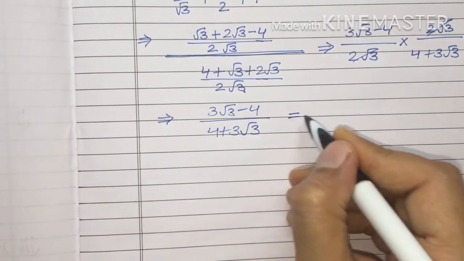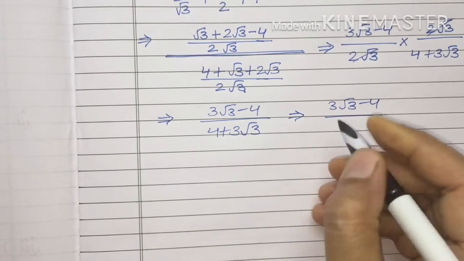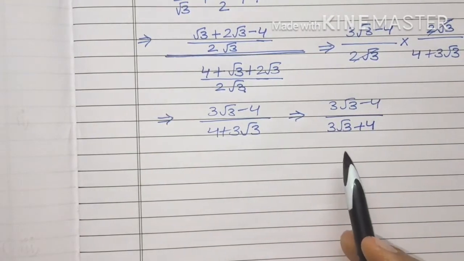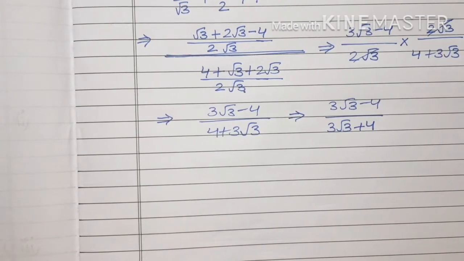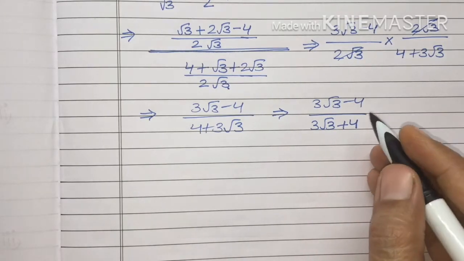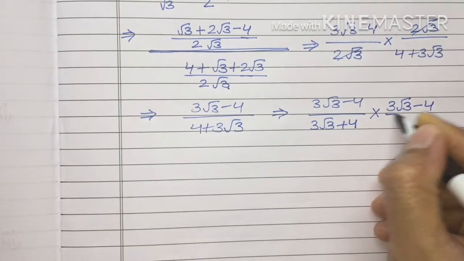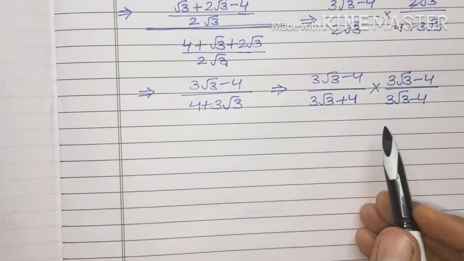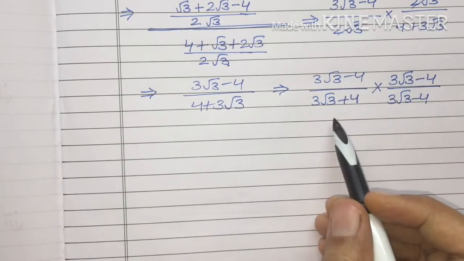So this thing we can change a little bit. We can write down 3 root 3 minus 4 upon 3 root 3 plus 4. Means when numbers are in addition, we can change the order. 2 plus 3 and 3 plus 2 is the same thing. So after this we will rationalize the number. Means multiply the numerator by 3 root 3 minus 4 and multiply the denominator by 3 root 3 minus 4. After this part we will do the multiplication of up to the up, down to the down.